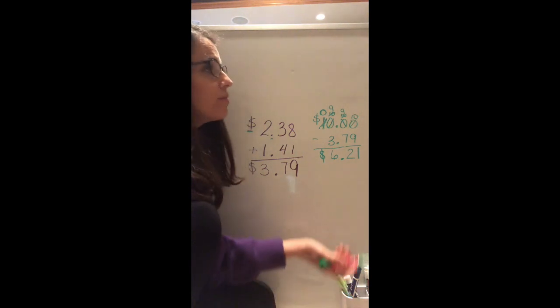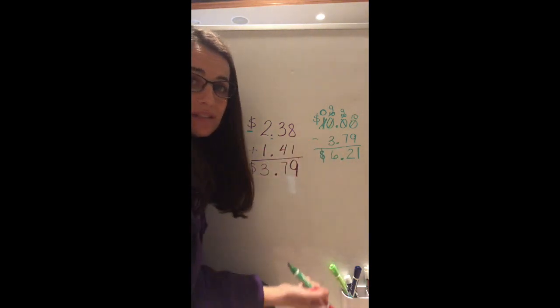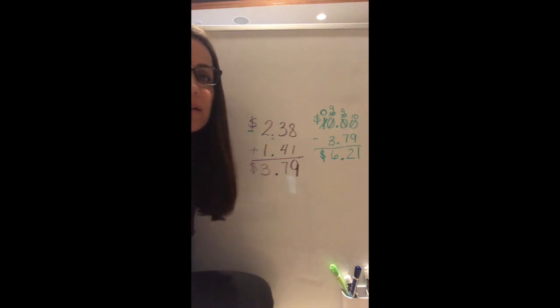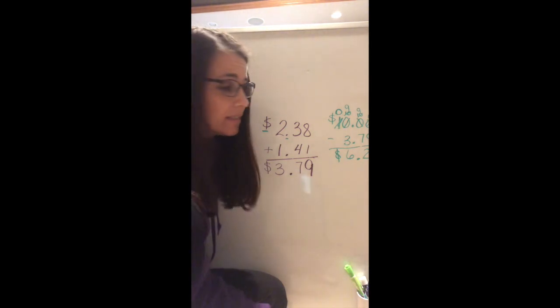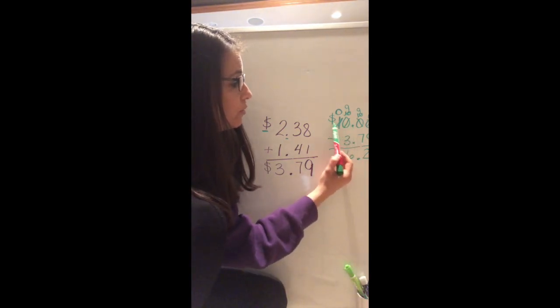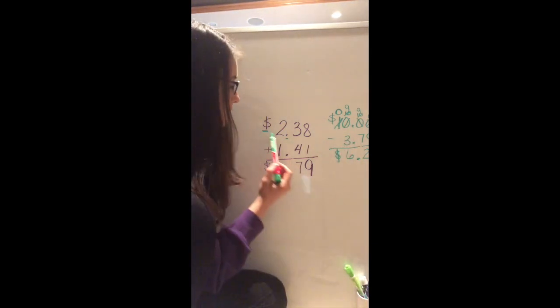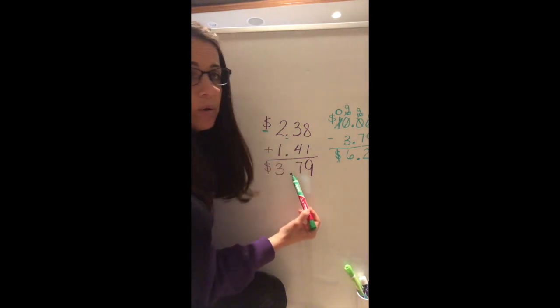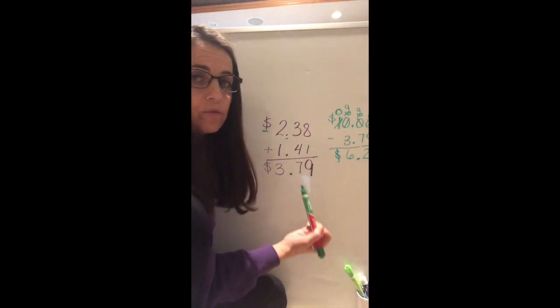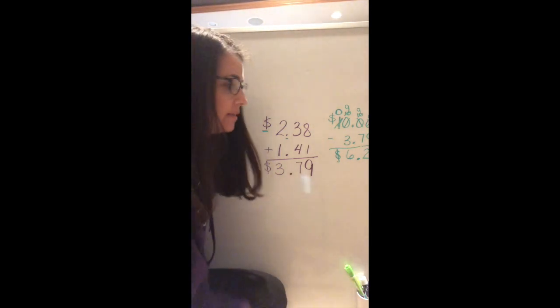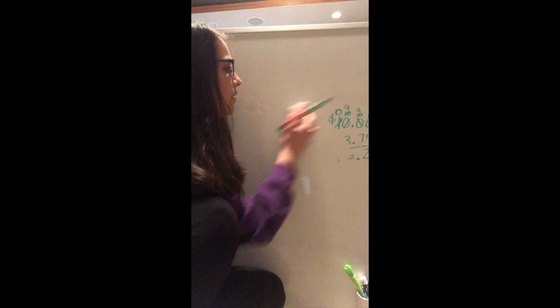Okay, so this is really no different than what we did towards the beginning of the year when we were adding and subtracting tens and hundreds. It's the same thing. We just need to make sure we use our dollar sign and our decimal points. Okay, dollar signs and decimal points. Don't forget to line them up. They must line up. So let's try another.